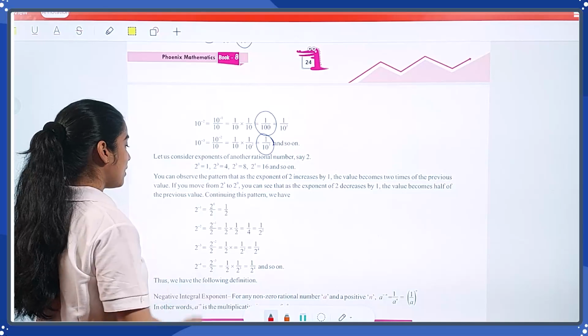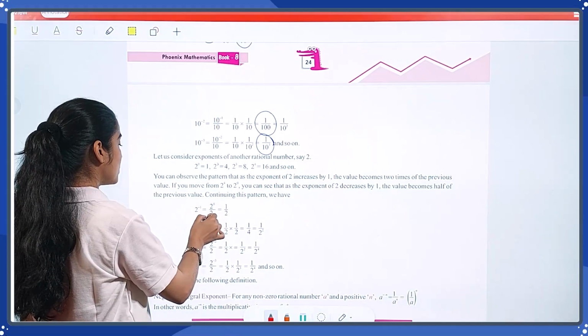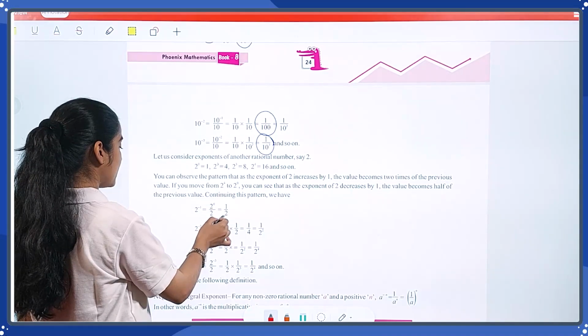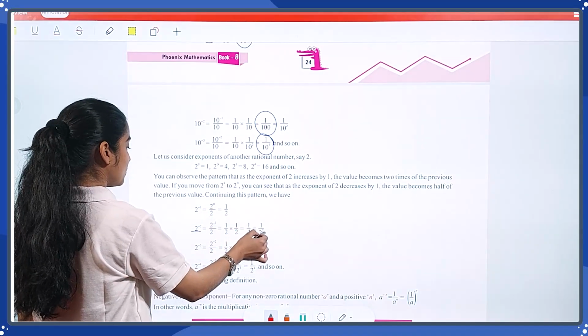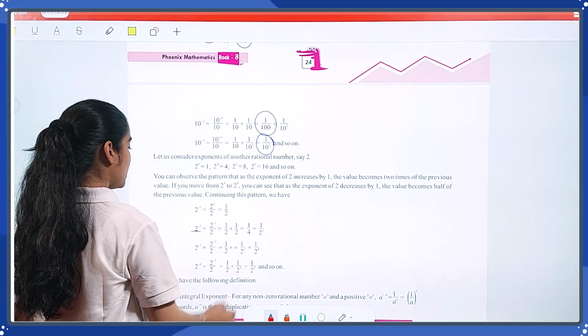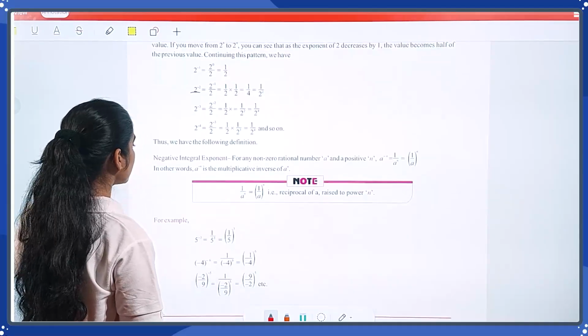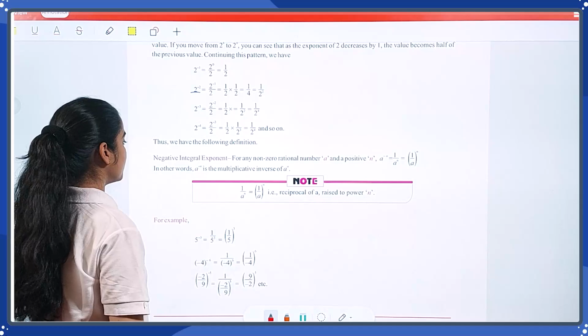Continuing this pattern, we have 2 to the power minus 1, which means 2 to the power 0 upon 2 raised to the power 1, that is 1 by 2. 2 to the power minus 2 is 1 by 2 to the power 2. 2 raised to the power minus 3 means 1 by 2 raised to the power 3. Now, thus we have the following definition.